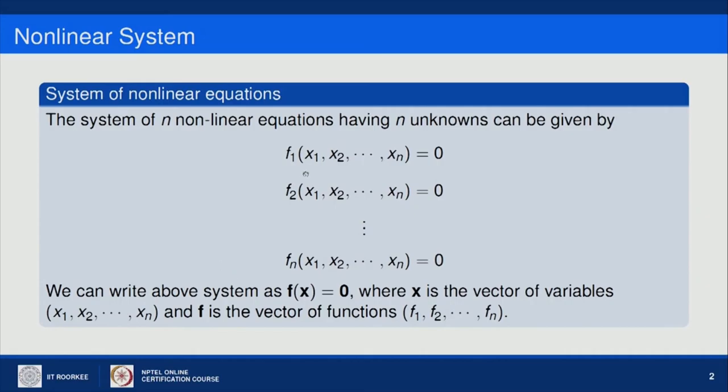If I want to write this system in vector form, just consider a vector f, which is a vector of functions f1, f2 up to fn, and a vector x, which is a vector of unknown variables x1, x2, ..., xn. Then this system of nonlinear equations can be written as f(x) equals 0.